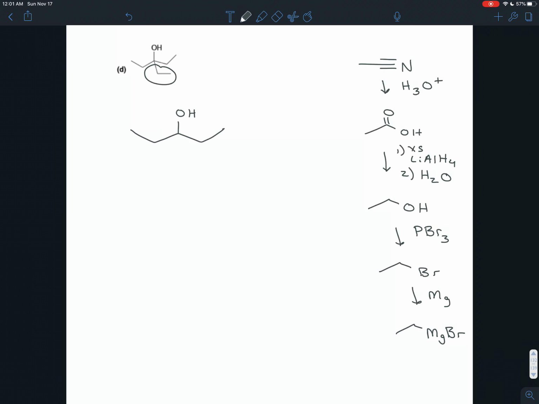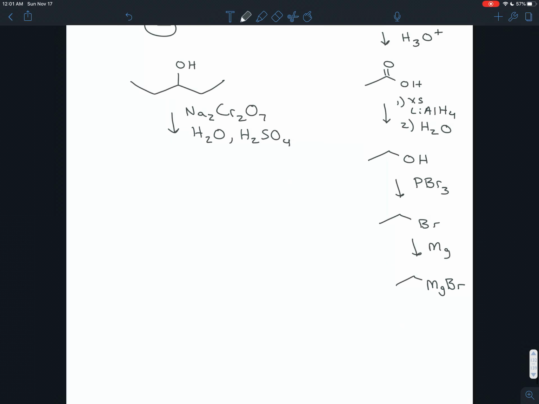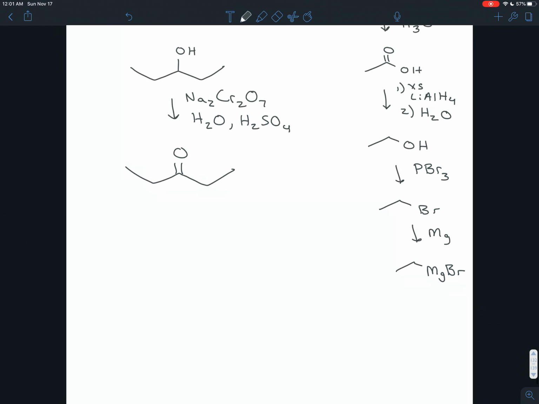So then you just need something for your Grignard to attack. We want it to attack this carbon. We need to make this more electrophilic. We can do that by doing an oxidation. So treating it with a strong oxidizing agent like sodium dichromate, Na2Cr2O7, in an acid water wash, H2O and H2SO4. And that turns that alcohol into a ketone. Once you have the ketone, you can treat it with your Grignard.